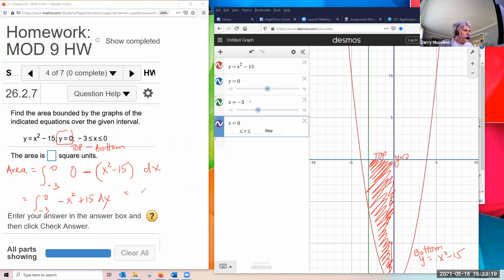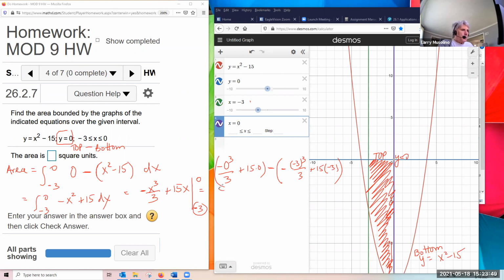All right, well, I can work this out. This integral is negative x to the third over 3 plus 15x, and I'll have to evaluate from -3 to 0. All right, let me plug in the top bound of 0. So it's going to be -0 to the third over 3 plus 15 times 0. And then I'm going to subtract when I plug in the lower bound of -3. That's going to be -3 to the third over 3 plus 15 times -3.